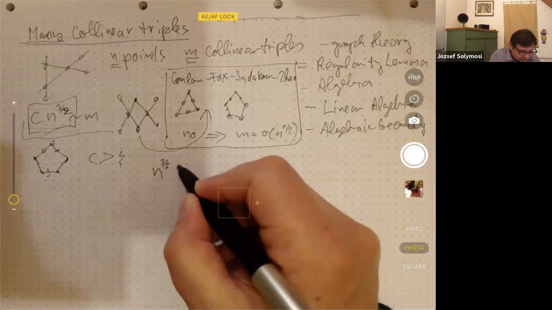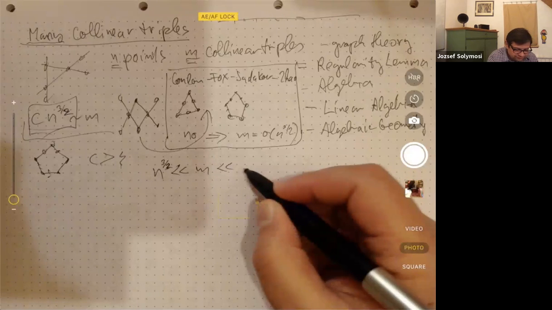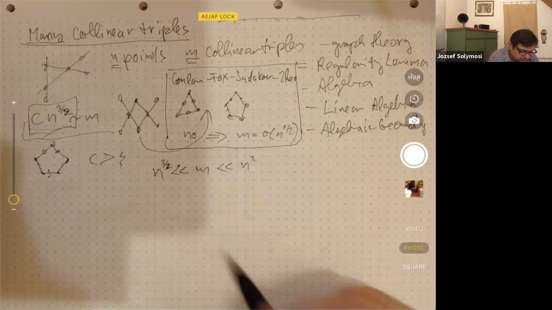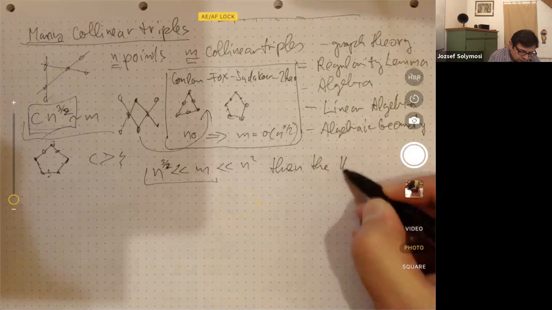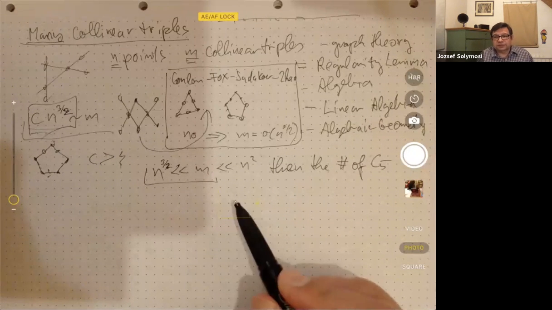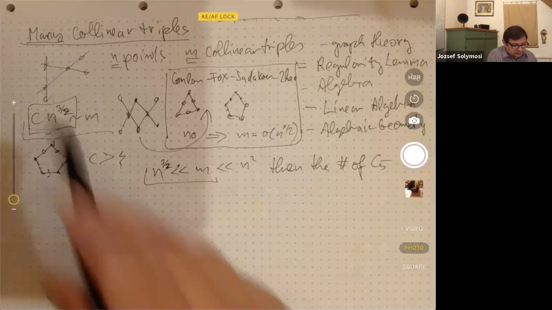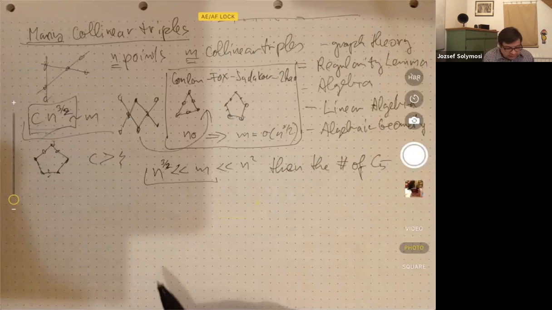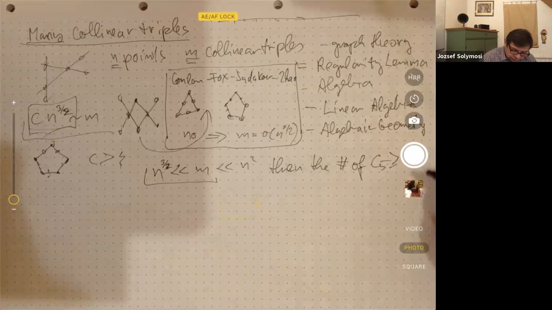If we are between n to the 3/2, so m is somewhere there, and let's say it's below n squared, but this bound is not that important, the lower bound is important, then the number of C5s, if you have a triple system, because for graphs you can't expect any odd cycle, but because you have triples in this arrangement, the number of C5s is at least larger or equal to m to the 6 over n to the 7th power. Now, again, what is this?